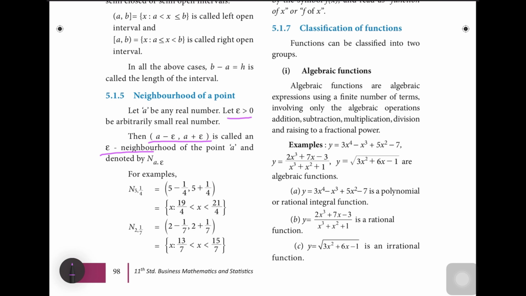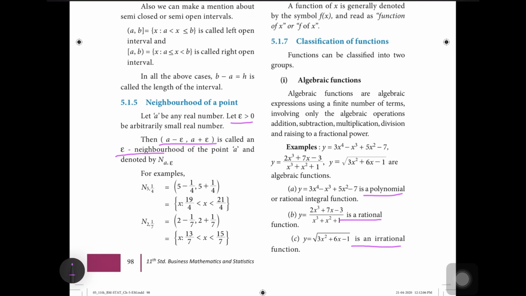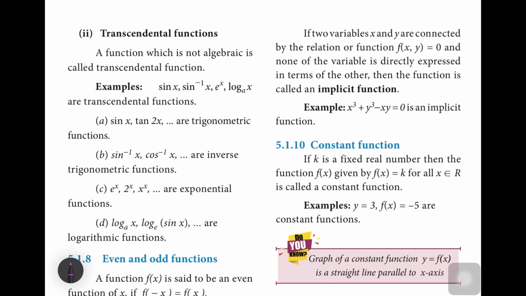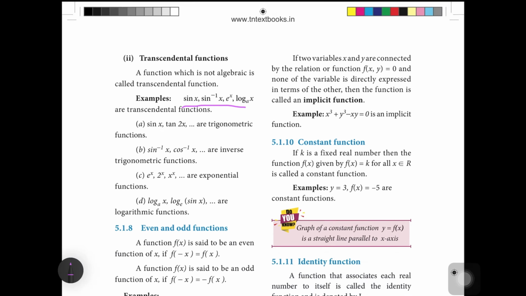These are the types of function. Algebraic function means they are algebraic expressions. They are known as algebraic functions. It can be a polynomial function, a rational function, or an irrational function. These are the types of algebraic function. Non-algebraic functions are known as transcendental functions. Sine inverse, e power x, log x, they are all transcendental functions.